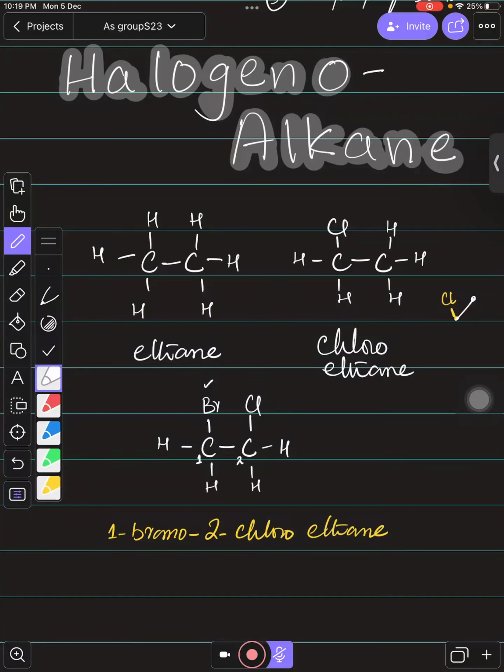And again, two carbons are there, so it will be written like this, with the chlorine over here and the bromine over here. You can draw like this. This is the skeletal formula for this molecule. Right, bacho? Is that clear or not?